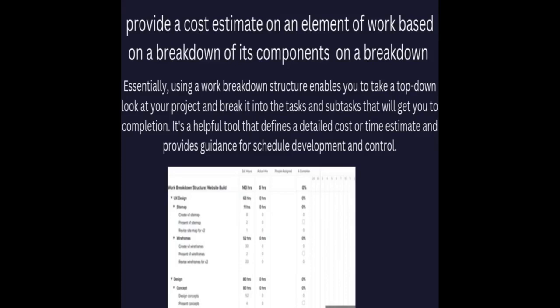Third question was provide a cost estimate on an element of work based on a breakdown of its components. So essentially, using a work breakdown structure enables you to take a top-down look at your project and break it into the tasks and subtasks that will get you to completion. It's a helpful tool that defines a detailed cost or time estimate and provides guidance for schedule development and control. As you can see here at the bottom, I showed you how I broke down my work.